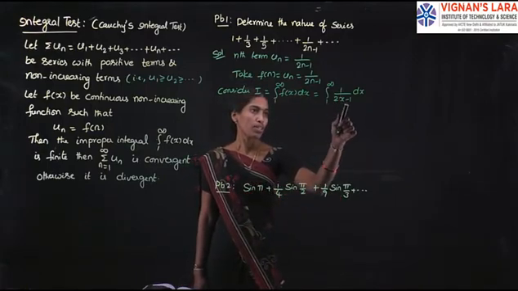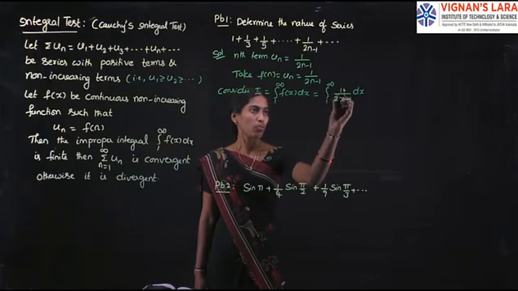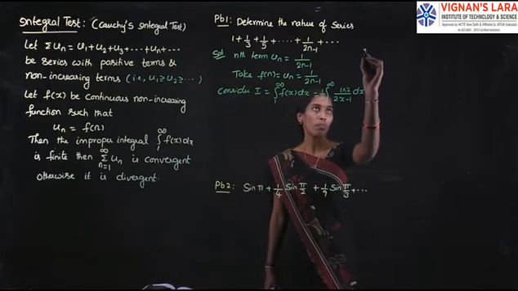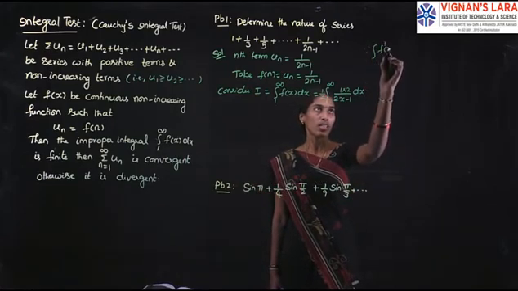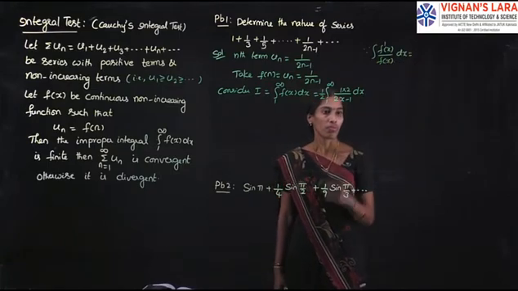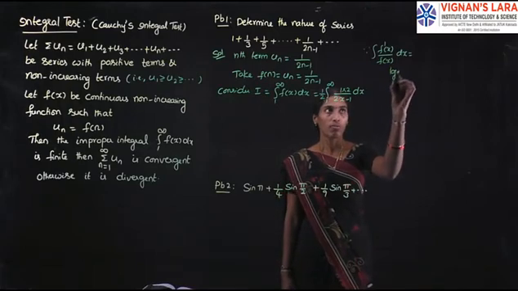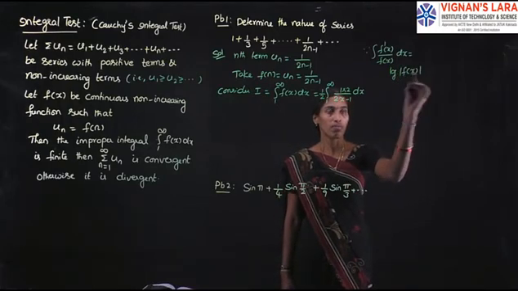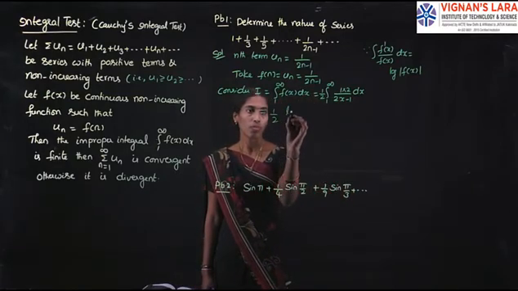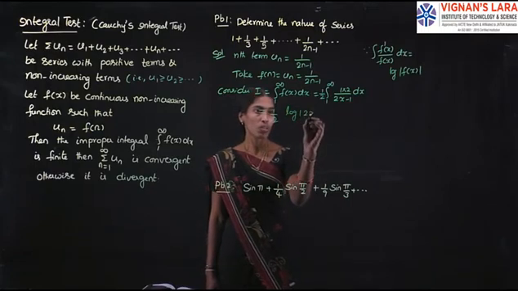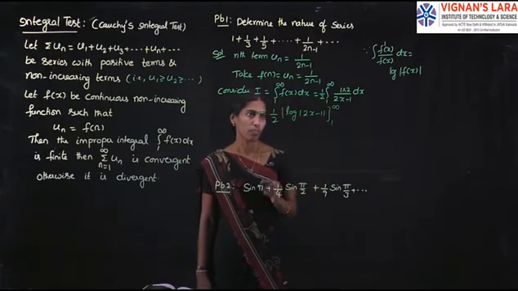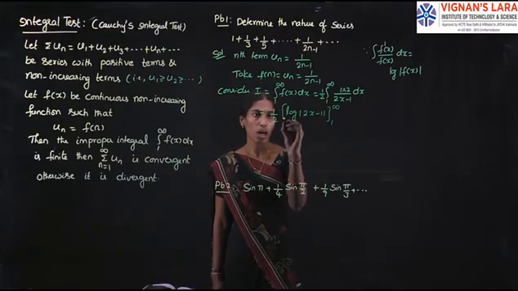1 by 2x minus 1, multiply by 2 and divide by 2. Now it is of the form integration f dash x by f of x dx is equal to log mod f of x. Right? So which is equal to half into log mod, denominator term is 2x minus 1 within the limits 1 to infinity, right? So now substitute the upper limit.